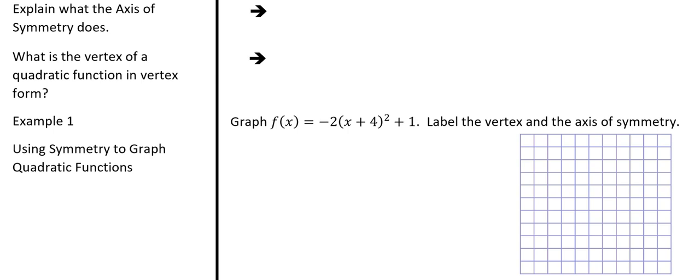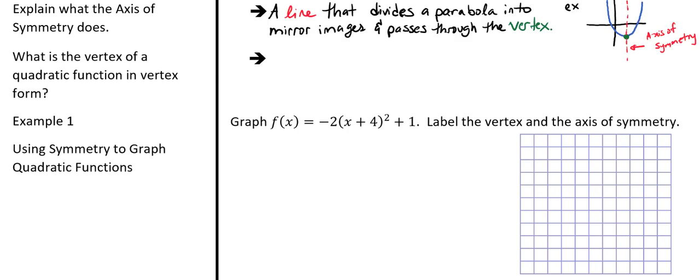Hey, so in this video, we're going to be using symmetry to graph quadratic functions. But first, let's talk about the axis of symmetry. What exactly does the axis of symmetry do? Well, the axis of symmetry is a line that divides a parabola into mirror images and passes through the vertex. So it looks something like this.